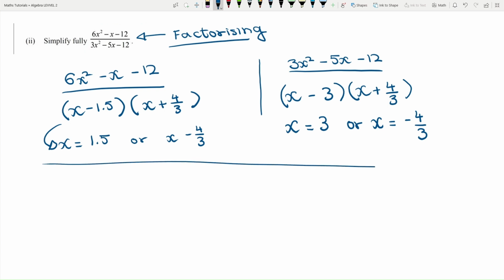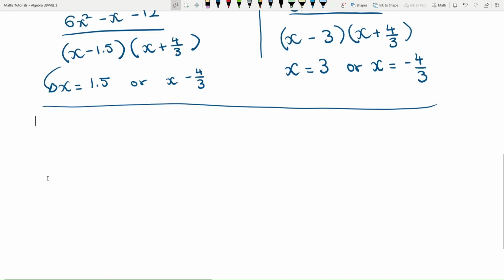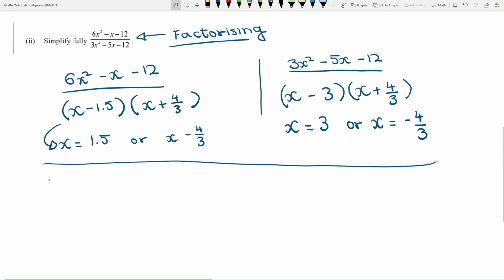Let's go a little bit down. Let me just copy this down. Let's put them over on top of each other. So x minus 1.5 multiplied by x plus 4/3, that goes on the top.